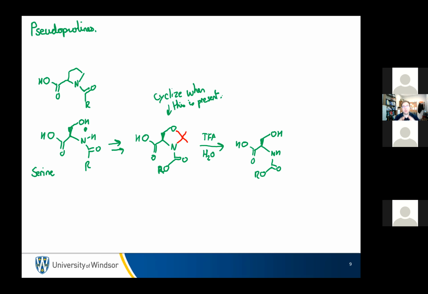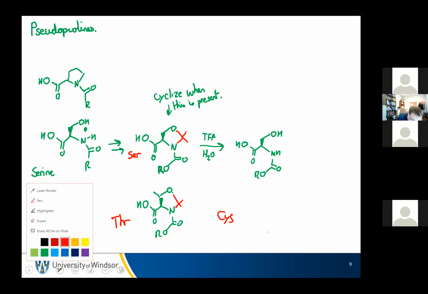So you can cyclize when that pseudoproline is present. So you make your peptide chain with a pseudoproline amino acid, like a serine, or you can also use threonine because it's basically the same thing. And the other one you can do, of course, is cysteine, because it's like that, but with sulfur.